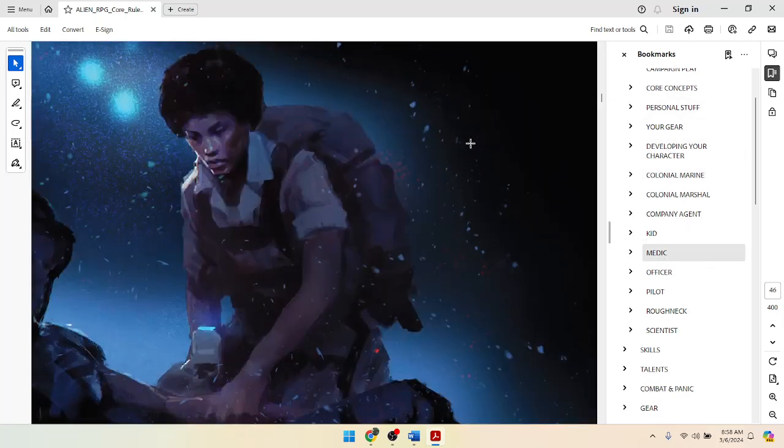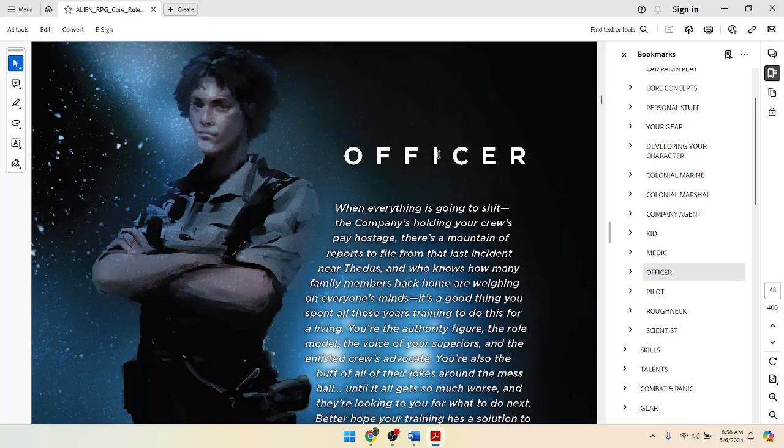Medic, we actually made a medic, so we talked about that and how they're obviously on the medical team. Mining injuries, if there are any diseases, infections, things like that, they could be standing by to help out. Let's see, officer, probably someone in charge, right? Someone who's running one of the teams, making sure things are running smoothly.